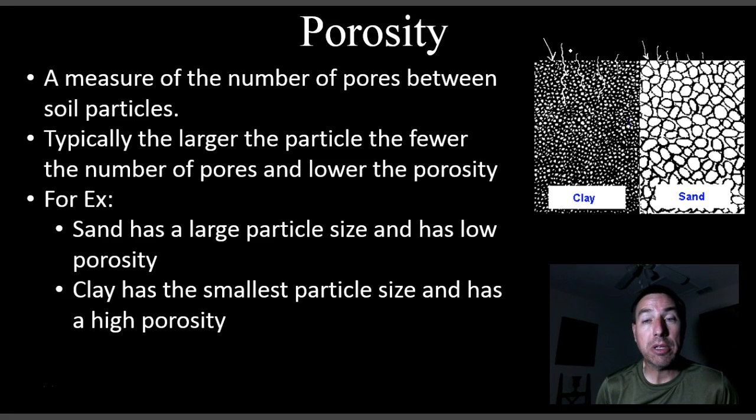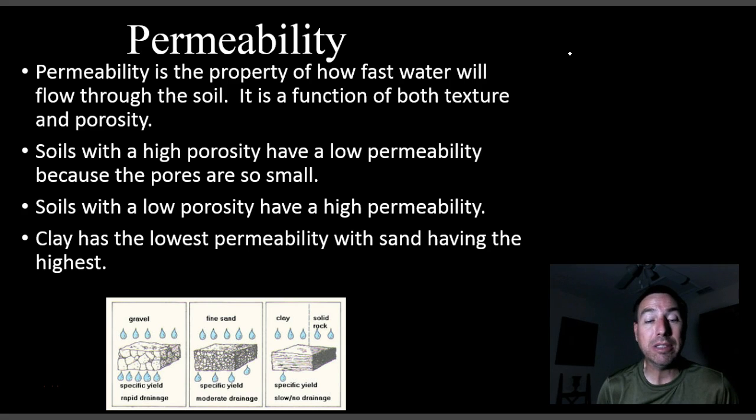There's another measurement that we use as well called permeability. Permeability is the ability of how fast water flows through a soil. So this actually has an opposite relationship to porosity. The higher the porosity, like in clay, the lower the permeability. This means water does not flow very well through clay.